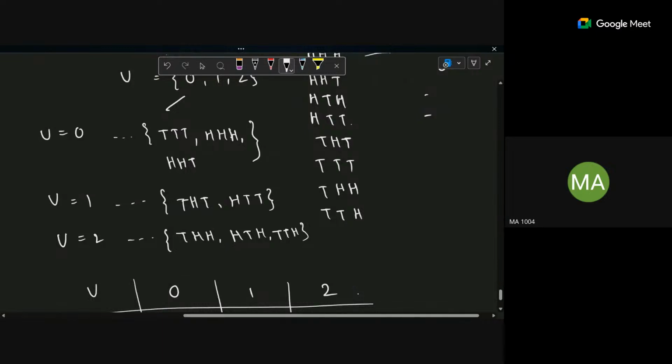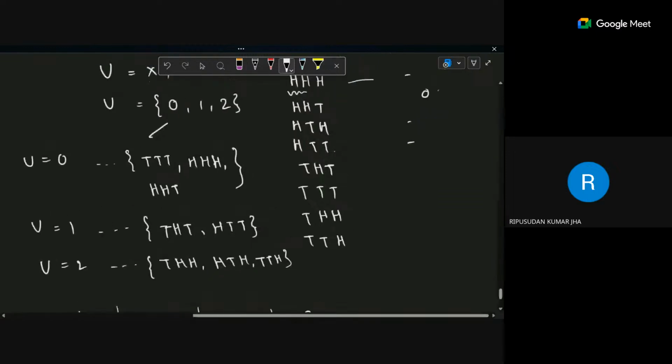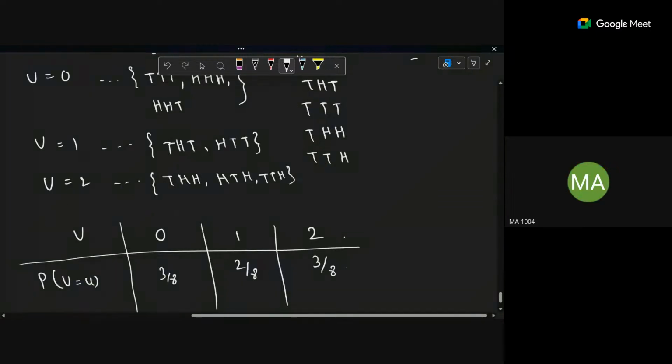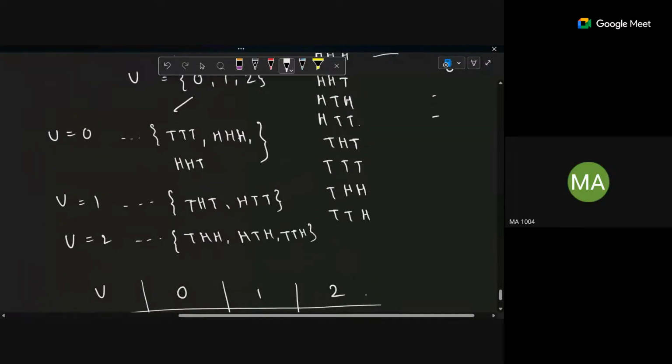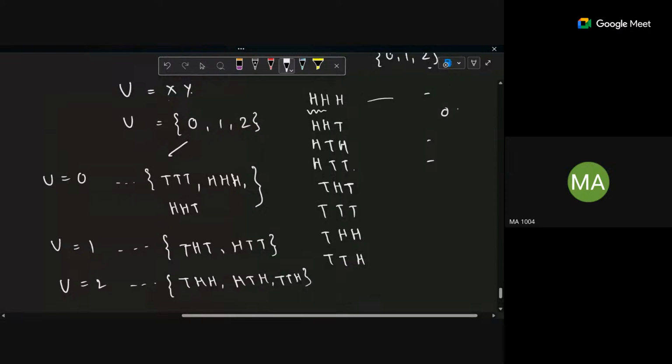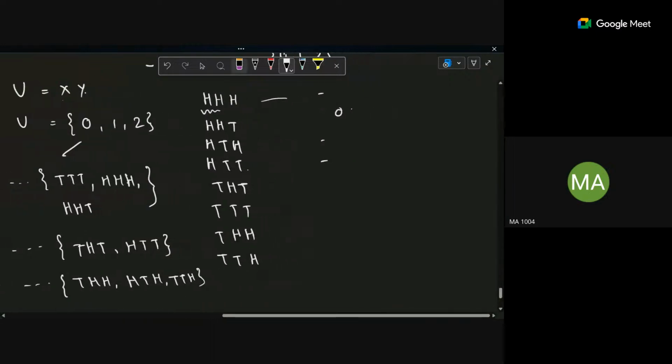Ma'am, can you please explain the probability of U taking 0, 1, 2? I did not get the probability of U taking 0. So U is 0. That means what are the possible favorable outcomes whenever you will get U equal to 0? Now you know that U is nothing but the product of X and Y, right? So just check for this. Okay, I will explain you with this.